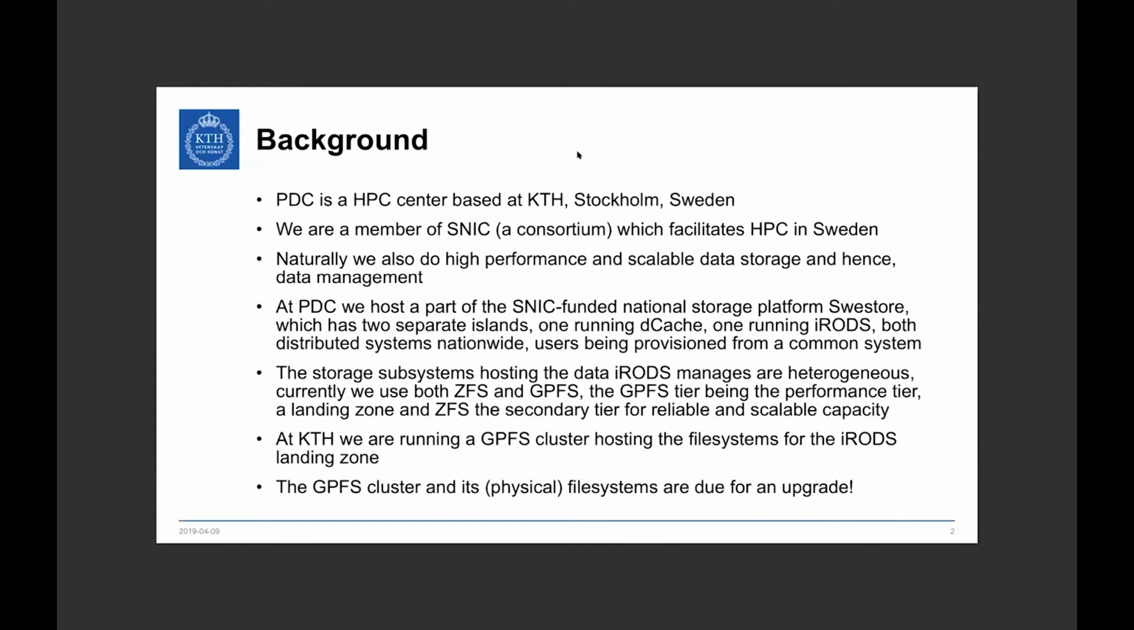And this talk is about our need to shuffle around some data in our Gpfs cluster at KTH, because we need to upgrade the thing. And that includes reformatting physical file systems.